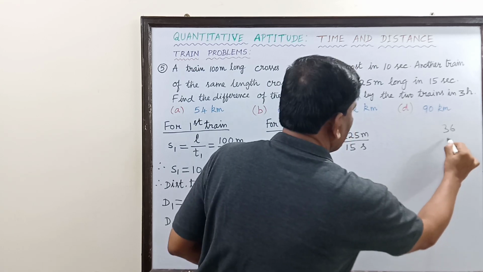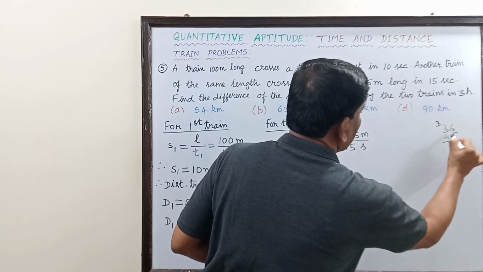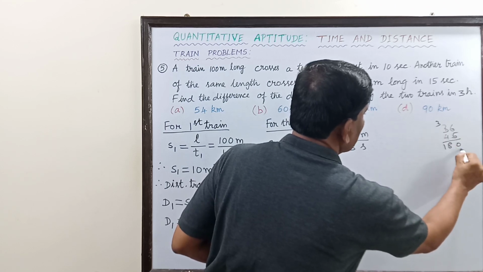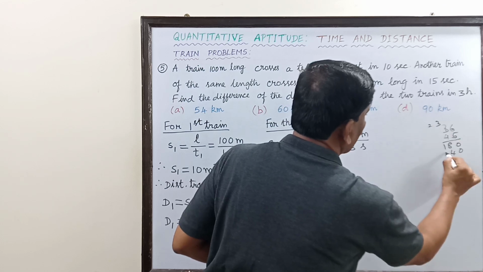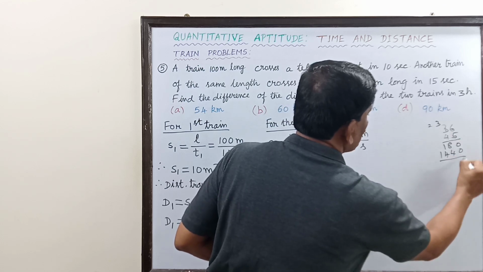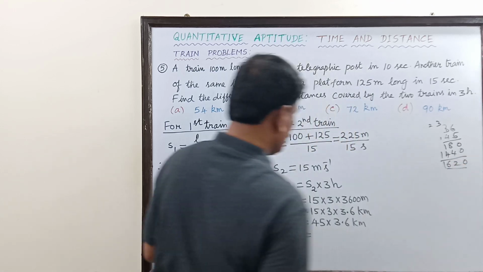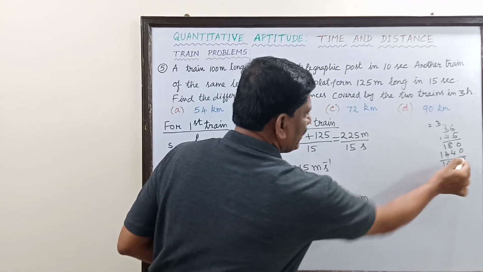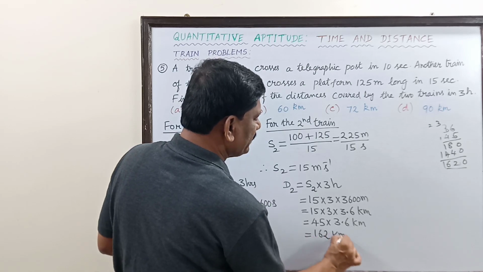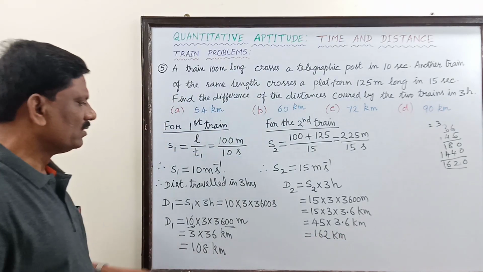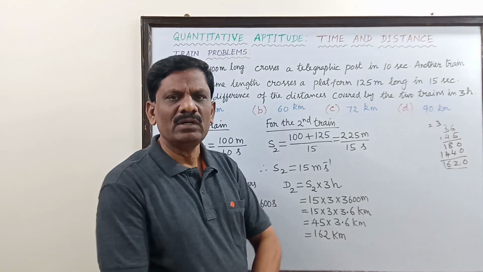So you multiply this, what you will get, 45 into 3.6. So I will multiply here 36 into 45. So 6 5s are 30, 5 3s are 15 plus 3 is 18, 6 4s are 24, remainder 2, 4 3s are 12, 12 plus 2 is 14. So this is 1620. One decimal is there, therefore this must be equal to 162 kilometer. Okay. So D1 is equal to 108 kilometer and D2 is equal to 162 kilometer.